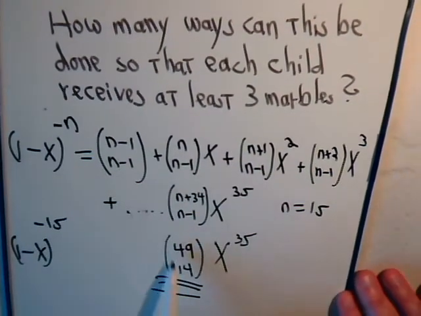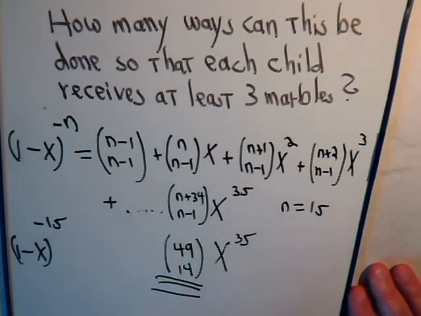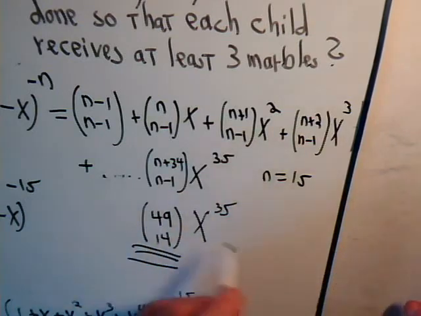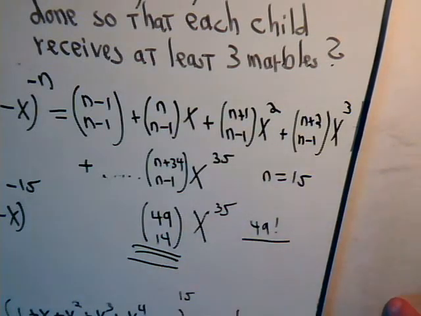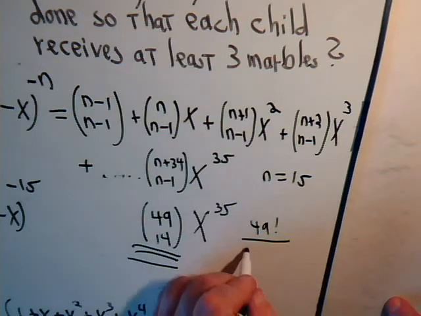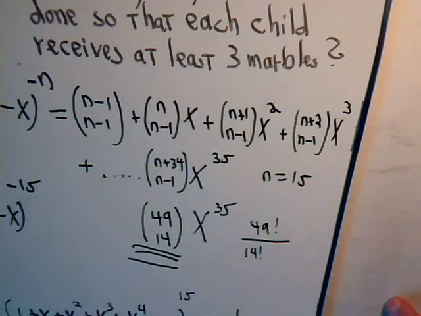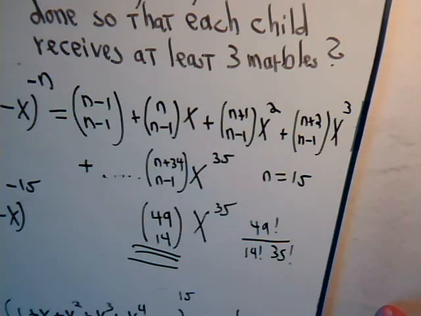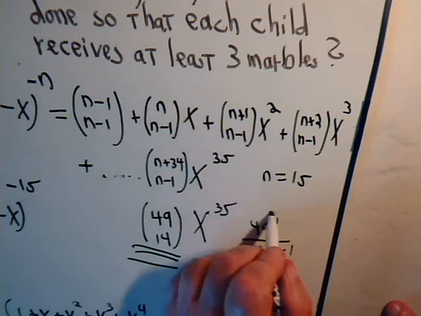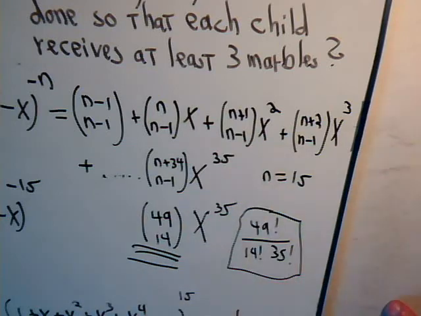And of course, we know how to handle this. We're not going to go ahead and grind out all the numbers, but we know that would be 49 factorial over 14 factorial times 35 factorial. Go ahead and grind the numbers out, and that will give us our solution. We're not going to do that. Obviously, you know how to do that yourself.